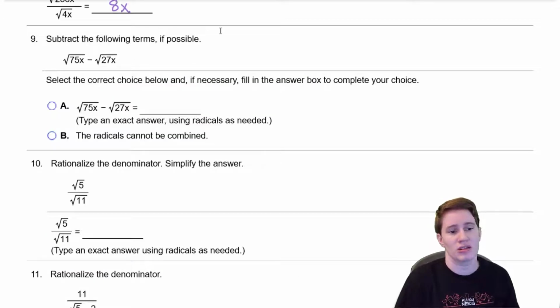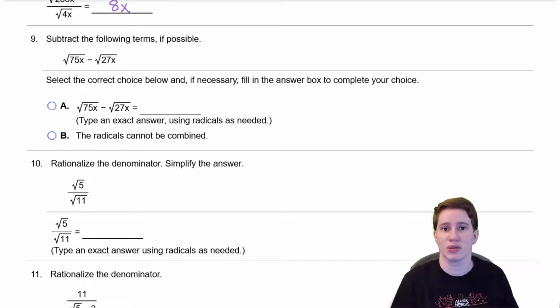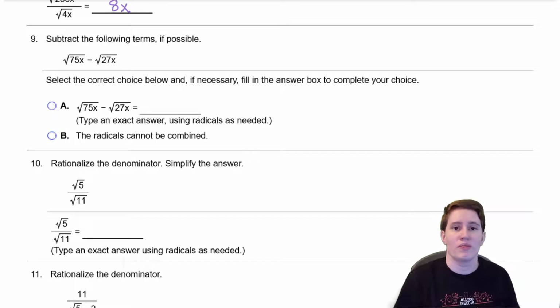Number 9, subtract the following terms if possible. So when we're adding or subtracting radicals, we need like terms, or like radicals. So you can do square root of 2 plus square root of 2. You can't do square root of 2 plus square root of 3. It feels very much the same as when we try to add x's together or y's together. So these are not like radicals because we have a square root of 75x and a square root of 27x. But let's simplify them and see if we end up with something that's the same.